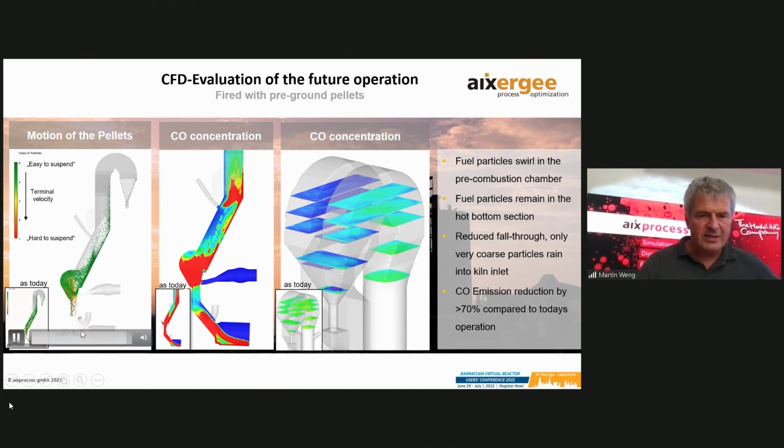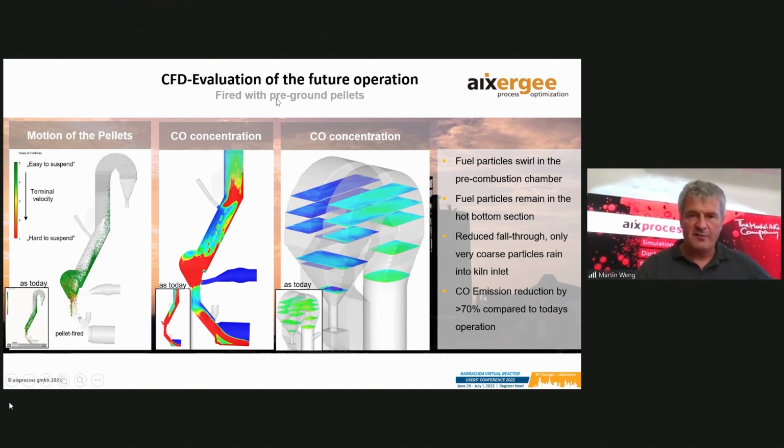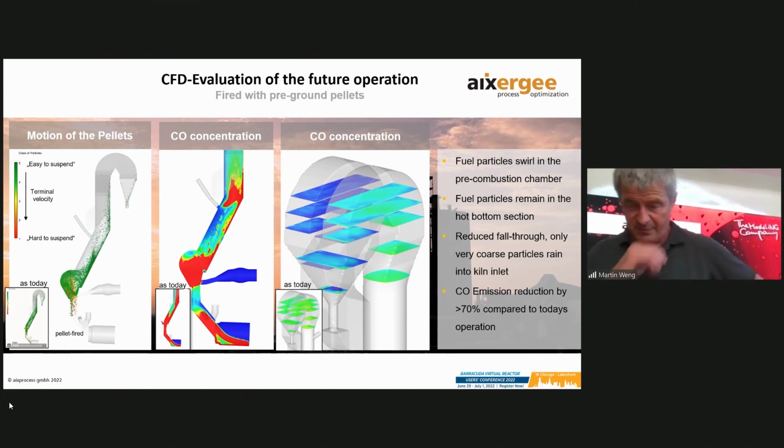Well, you hardly can see any big particles falling down here in this inclined section. A few do, yes, but the main part is suspended and going up. CO concentration turned out for the pre-ground pellets, in this case, to be much lower here, streaks being smaller compared to the former design. And the overall concentration at the top is significantly lower. In values, it's 70% compared to the former operation.